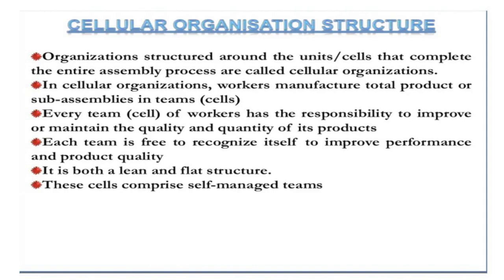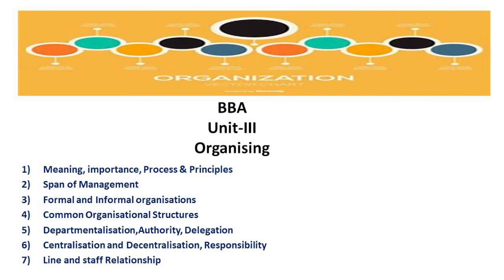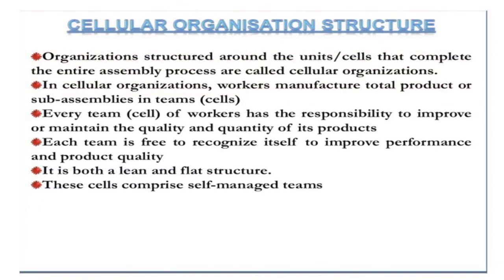Cellular organizational structure. Last one, okay? The video content has reached more than 30 minutes. The organizational structures around units or cells that complete the entire assembly process are called cellular organizational structures. These workers manufacture a total product or sub-assemblies in teams. So manufacturing one unit is called one cell.